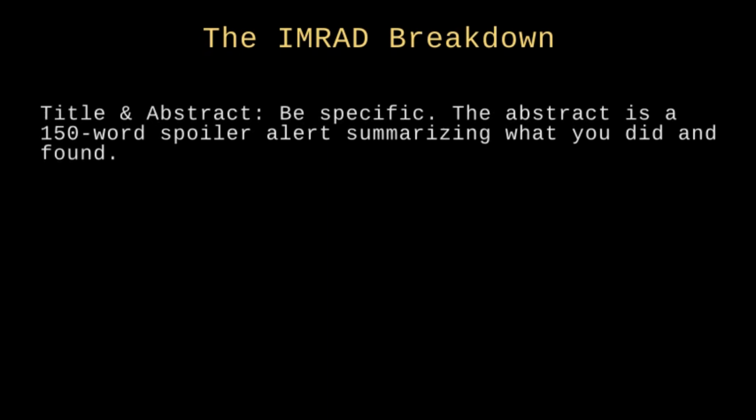Before we even get to the I in IMRAD, we need a title and an abstract. The title: be specific, do not name it the monkey and the banana. Name it exactly what you are testing. Spontaneous tool modification and problem solving in chimpanzees.